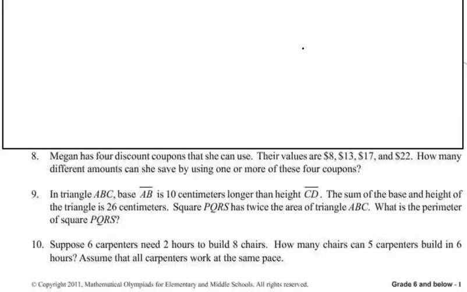Okay, so for question 10, it says, suppose 6 carpenters need 2 hours to build 8 chairs. How many chairs can 5 carpenters build in 6 hours? Assume that all carpenters work at the same pace.